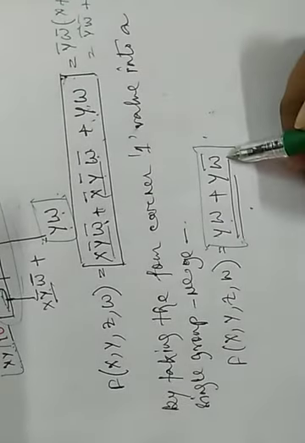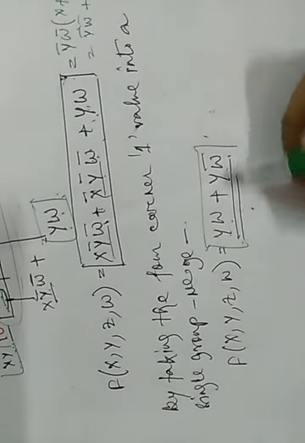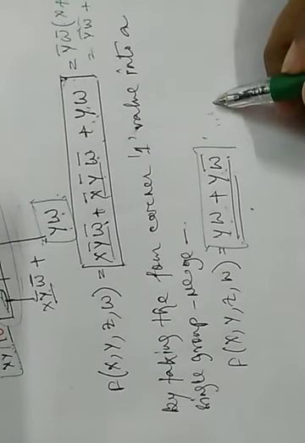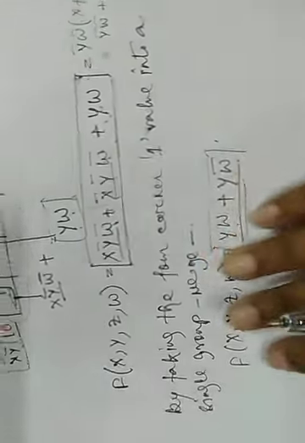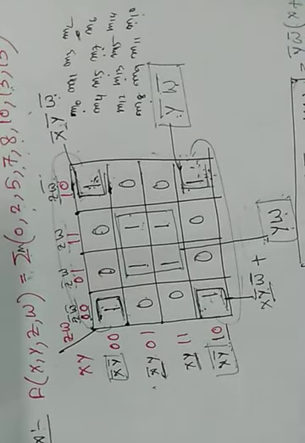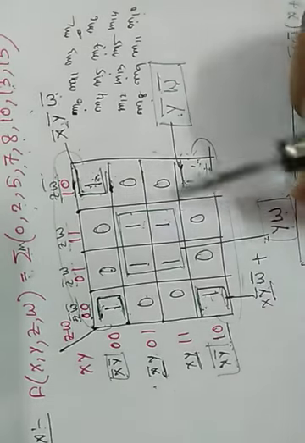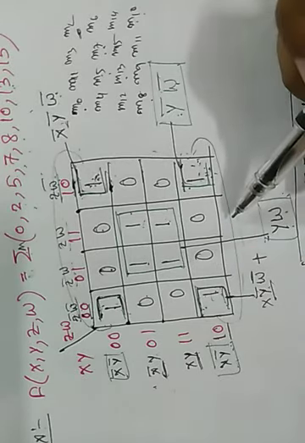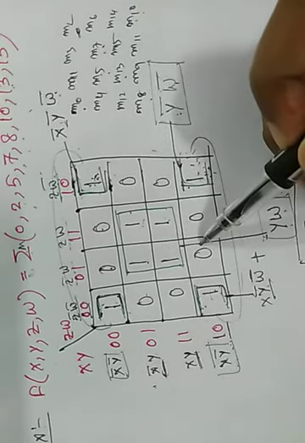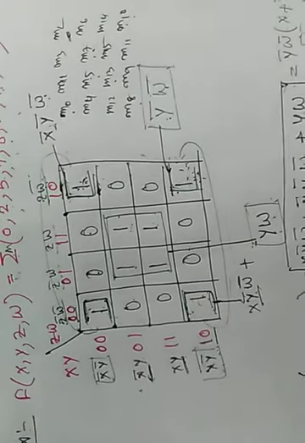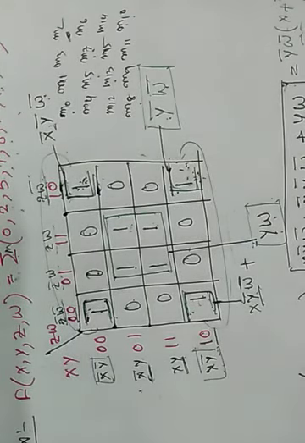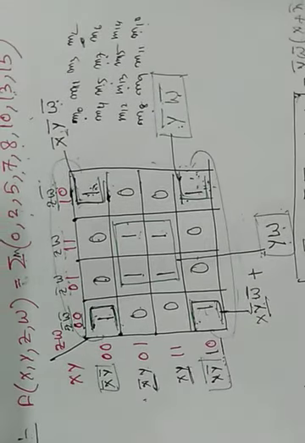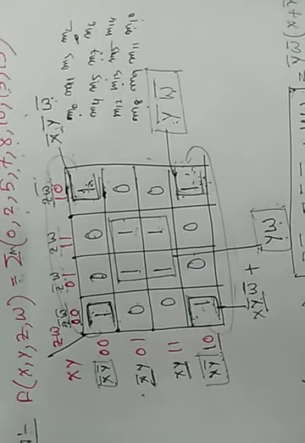Again, this one is not fully simplified because we can easily take y common this way, but that is another thing. We can't combine all four ones. So that's why, if it is possible, we take as many ones as possible, the maximum, in a single group. So this is our 4 variable Karnaugh map. Clear?